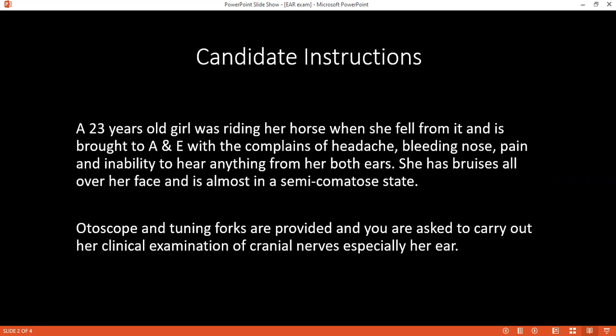Then I would like to examine his eye movements, examine his oculomotor, trochlear and abducens nerves. Can you follow my finger with your eyes? In an H shape, I'm looking for any lateral gaze defect. After that, I would like to examine his trigeminal nerve.